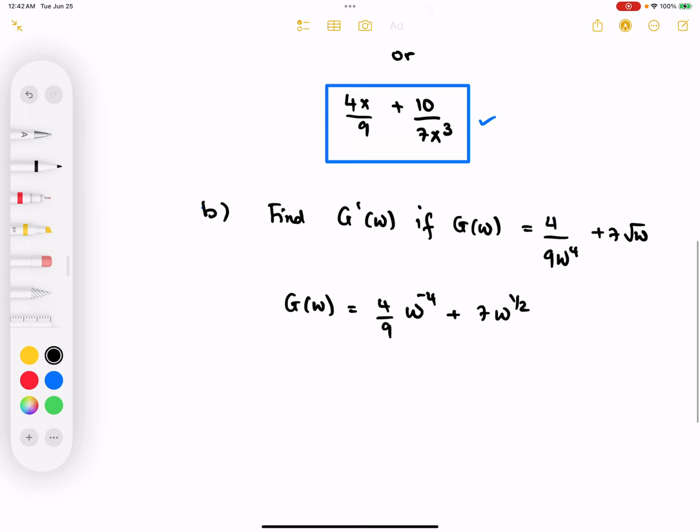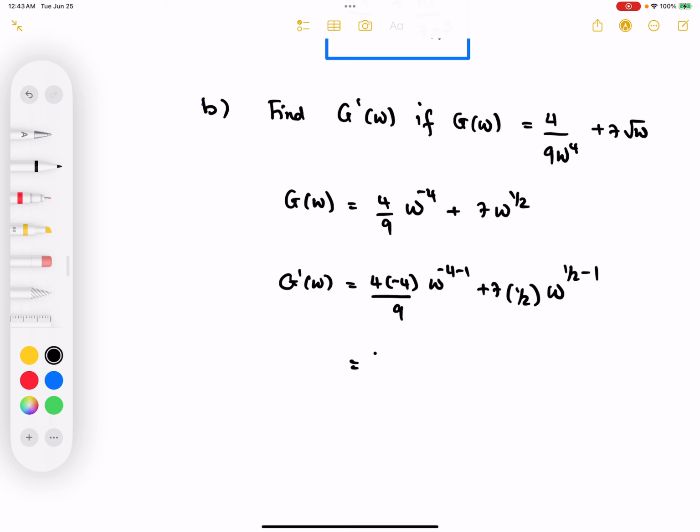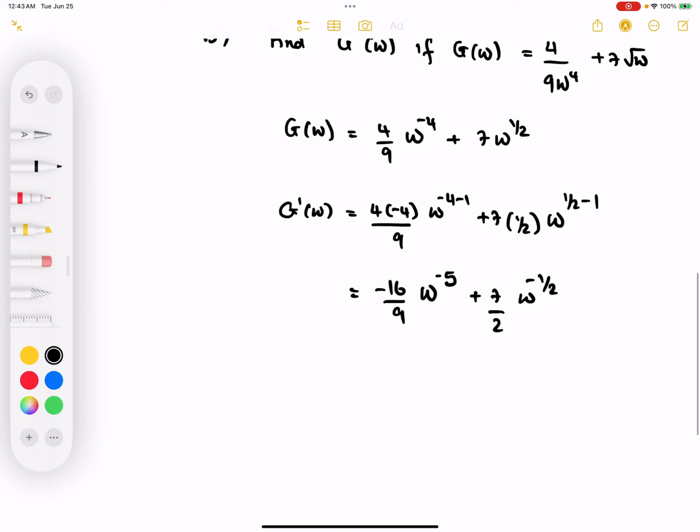The second step, use the power rule. That means you have to multiply 4 multiplied by negative 4 over 9 W to the negative 4 minus 1, right? Plus 7 times 1 over 2 W to the 1 over 2 minus 1. Do you see this? So this is negative 16 over 9 W, the power is negative 5, plus 7 over 2, and 1 over 2 minus 1 is W to the negative 1 over 2. So this is the negative exponent form.